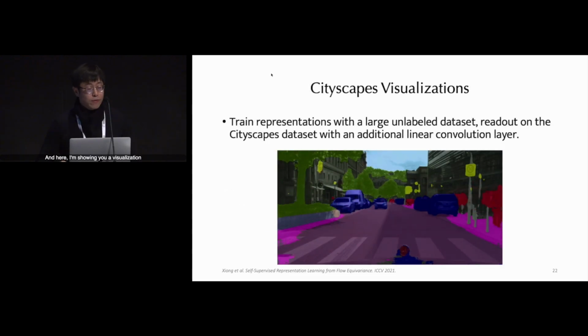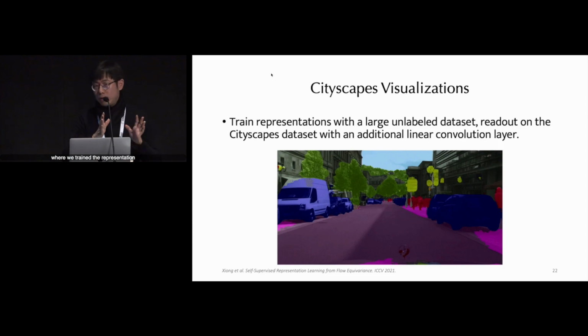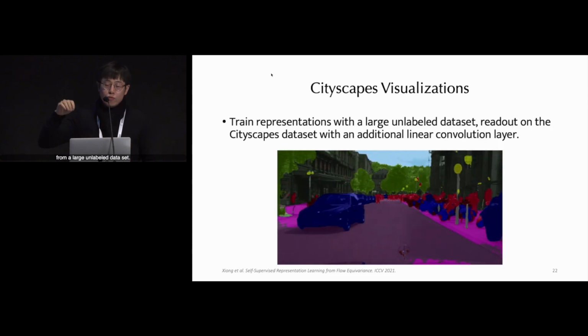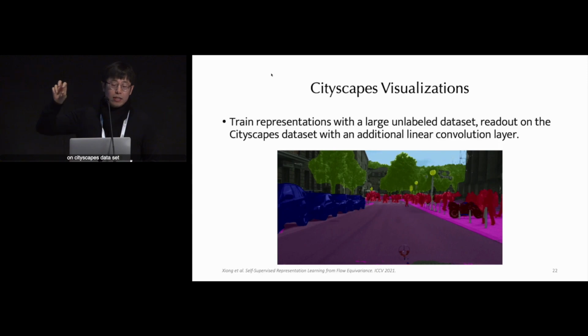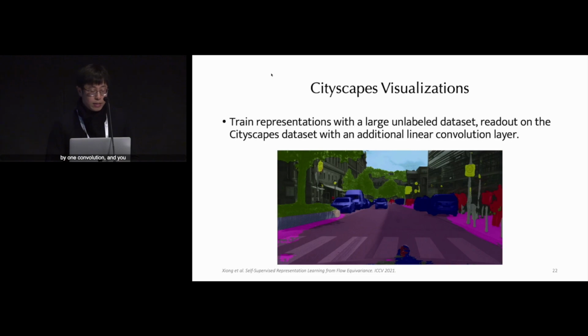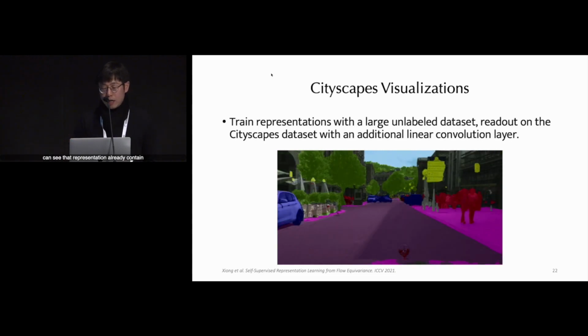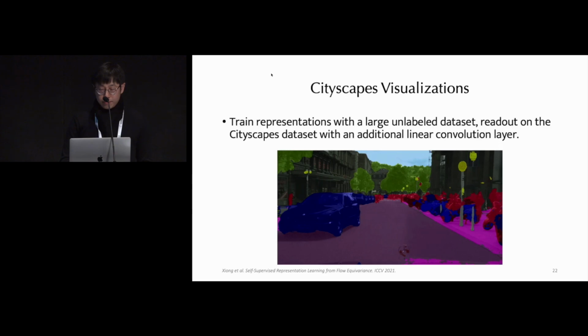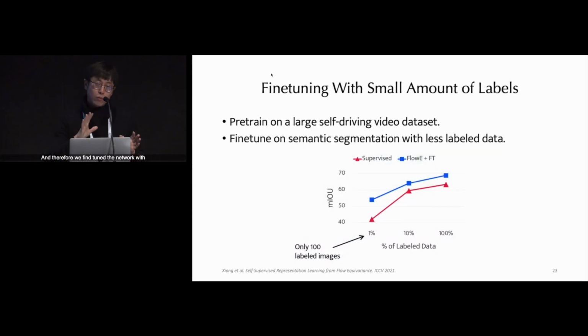And here I'm showing you a visualization where we train the representation from a large unlabeled data set. And now we read out the representation on the Cityscapes data set with an additional linear one-by-one convolution. And you can see that the representation already contains a lot of semantic information. And if we fine-tune the network with a small amount of labeled data, we can really show the benefit of representation learning leveraging adjacent frames compared to just pure end-to-end supervised learning.